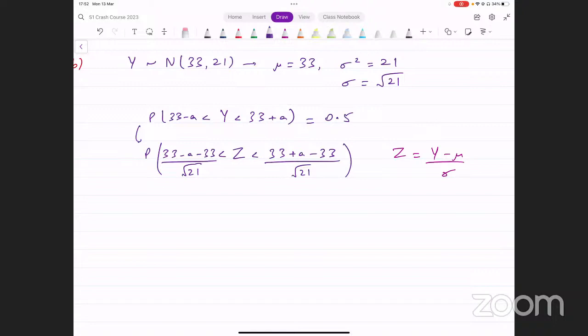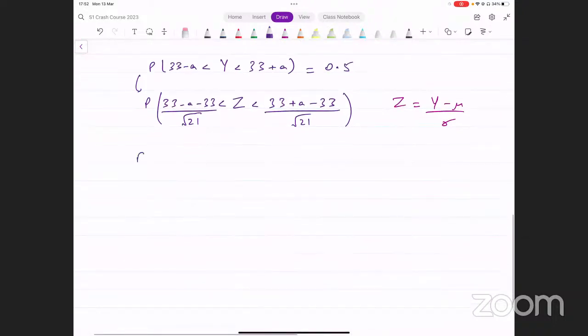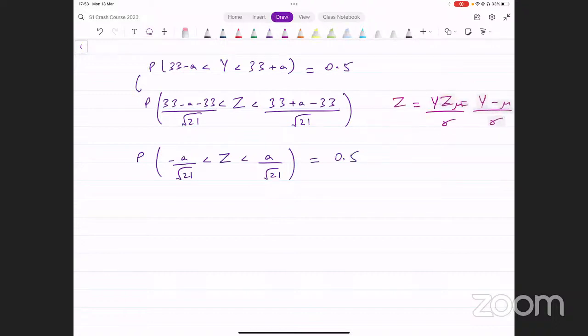Now we have converted this to something in terms of Z. Now let's simplify this first. 33 and minus 33 get cancelled. On the left side, we have minus A over square root of 21. And on the right side, we have plus A over square root of 21. This probability is equal to 0.5. So we have converted that probability that was in terms of Y earlier to something in terms of Z now. This is equal to 0.5.